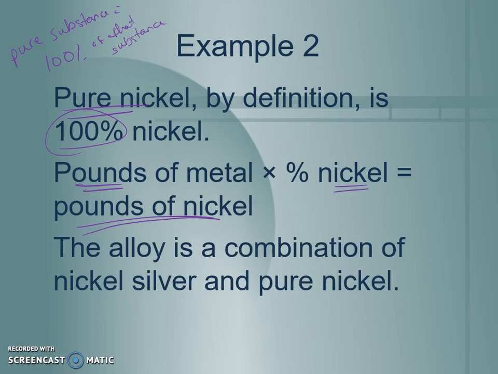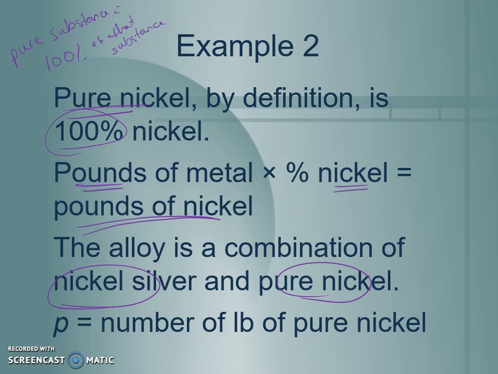The alloy is a combination of nickel silver and pure nickel. So they throw extra things in there that we don't need to know. Like we don't need to know about the copper and the zinc. We just need to know nickel silver and pure nickel. And we're going to say that P is the number of pounds of pure nickel. So P is our pure nickel.